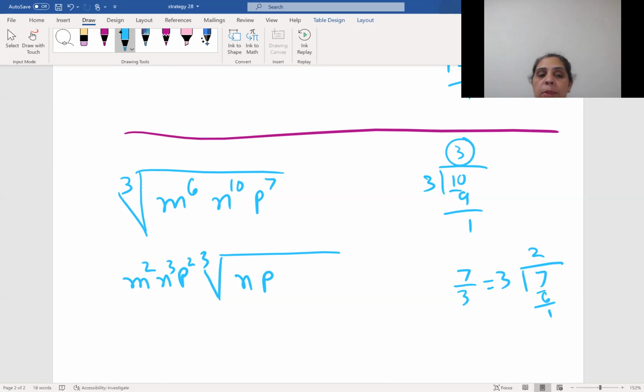So that's how you simplify radicals. If you do more practice, you will get more ideas and you will be quick. You can figure that out.